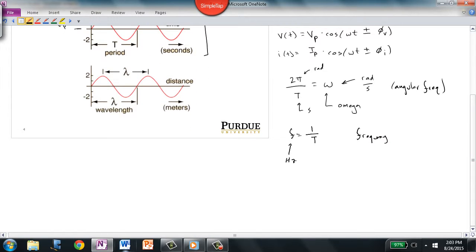Since one cycle is 2 pi radians, we can write f is equal to omega over 2 pi, which gives us the fundamental relationship: angular frequency is equal to 2 pi times the frequency of the system. And remember, all of these have to do with units of time as the dependent variable.